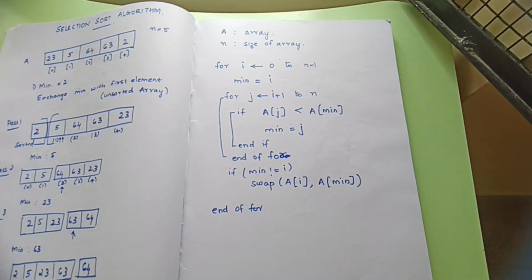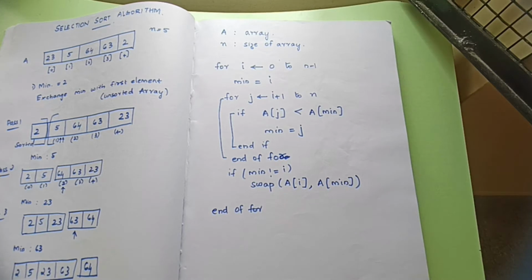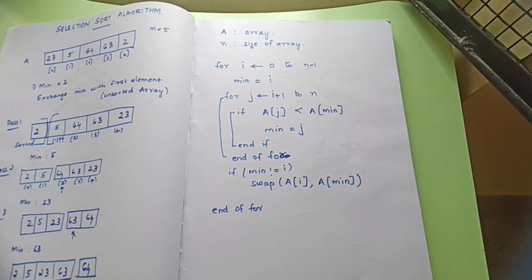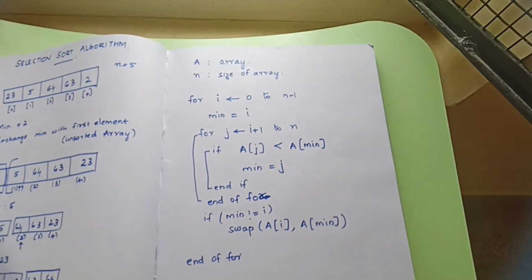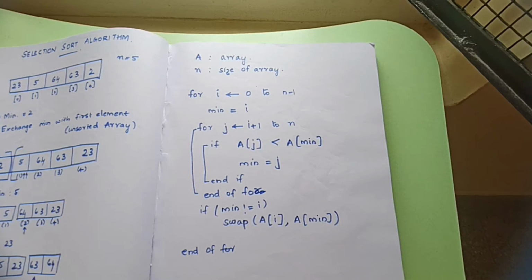In the last session, we discussed the algorithm for selection sort. In today's session, we'll see the time complexity. So this is the algorithm for selection sort. Let's see how to find the time complexity. So consider this algorithm here.